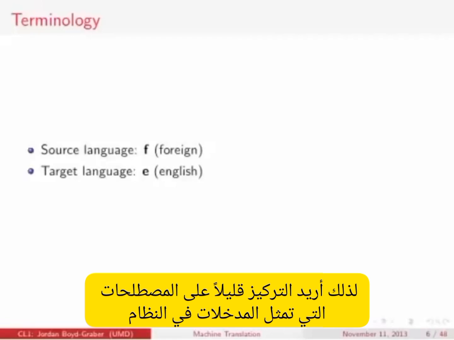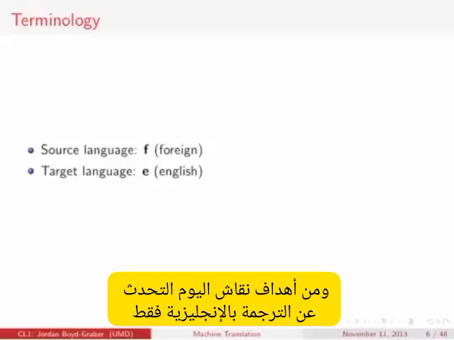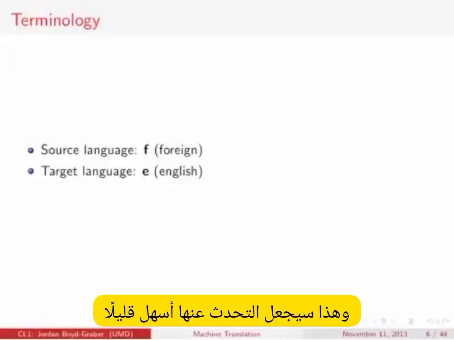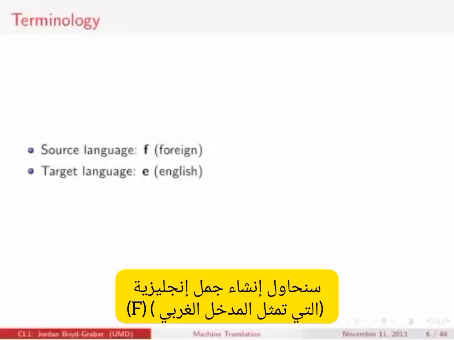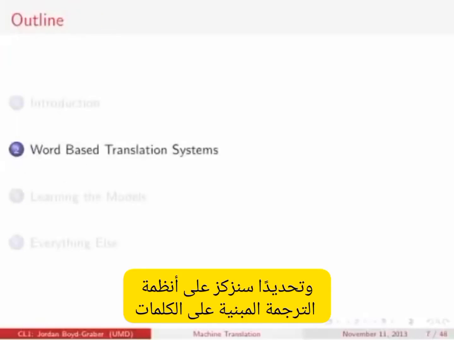We're going to represent the input to the system, and we'll call that the source language or the foreign text, and we'll represent that with an F. And for the purposes of discussion today, we're going to be talking about only translation into English, but obviously the techniques here extend to other directions, but this will make it a little bit easier to talk about it. And we'll try to create English sentences E that best represent the foreign input F. And we'll call this the target language or English. And in particular, we're going to focus on word-based translation systems.